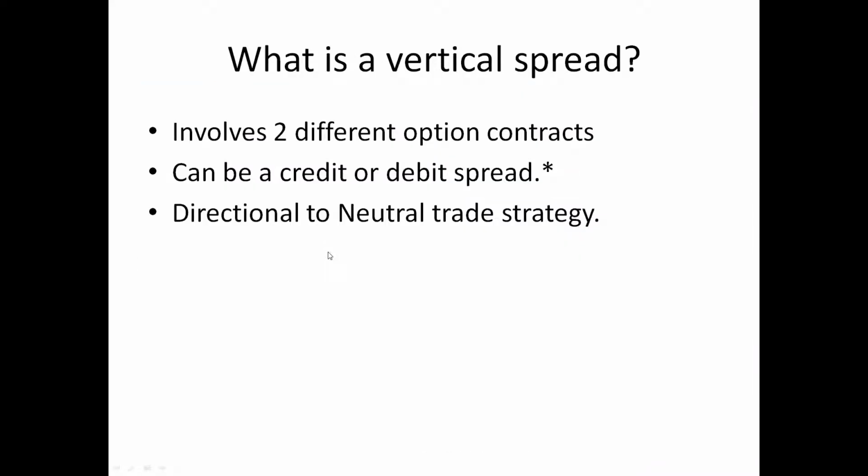A vertical spread involves two contracts, a short leg and a long leg. And depending on if you're doing a debit spread or a credit spread will determine where your short and your long is at. And then it is a directional to kind of neutral strategy, right? And then I have a little note here. I don't trade debit spreads all that much. I really only trade credit spreads. So I'm not going to touch on debit too much in this lesson. That'll be a whole other topic. I'll just kind of give the basics on it.